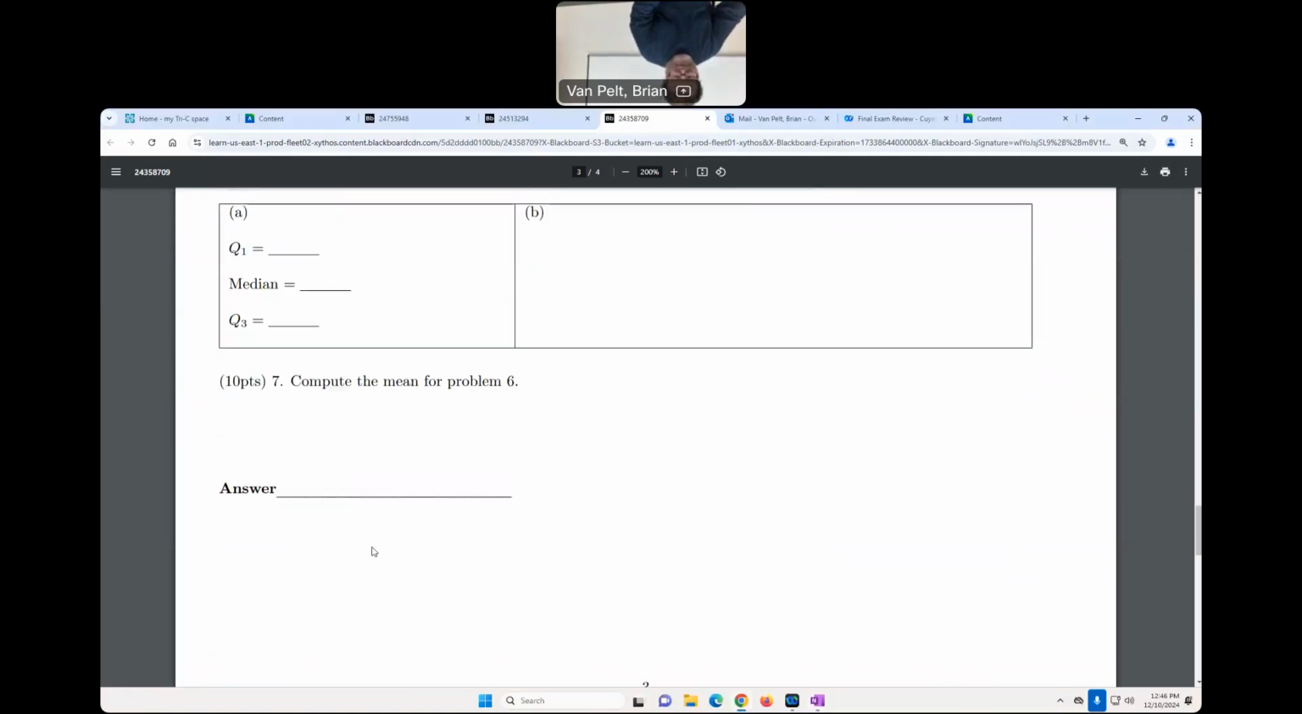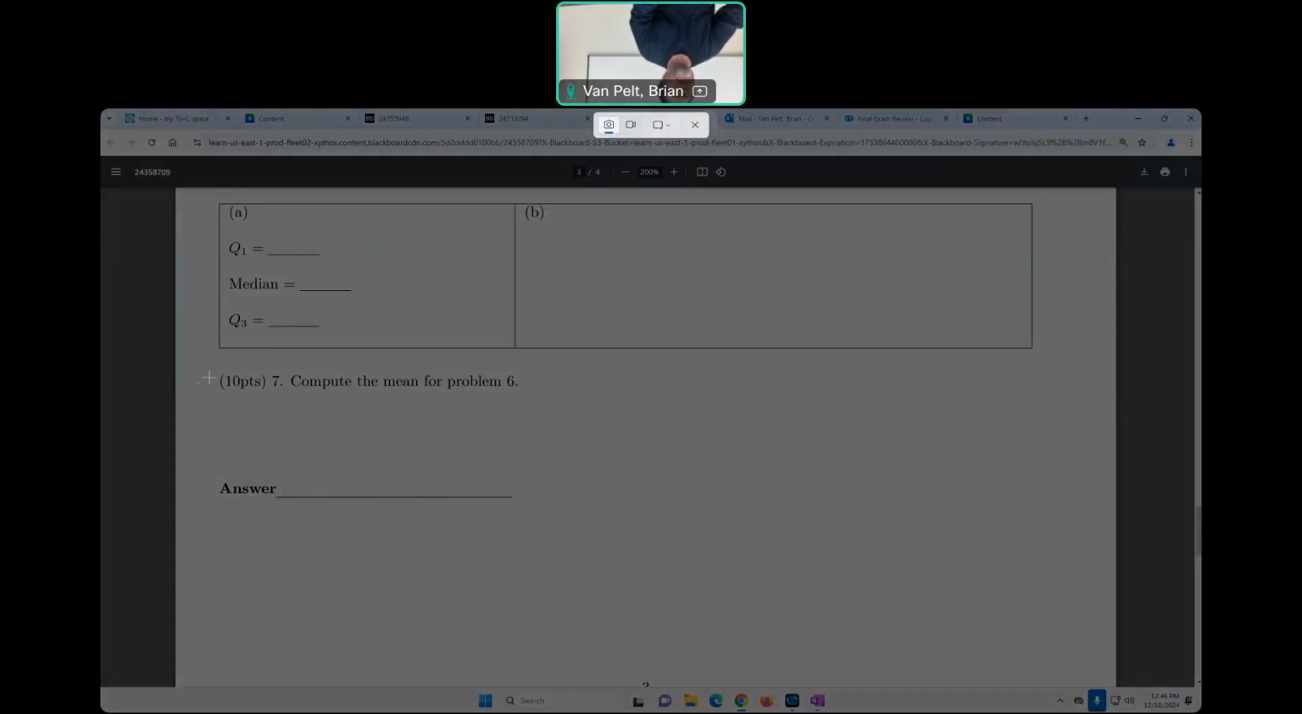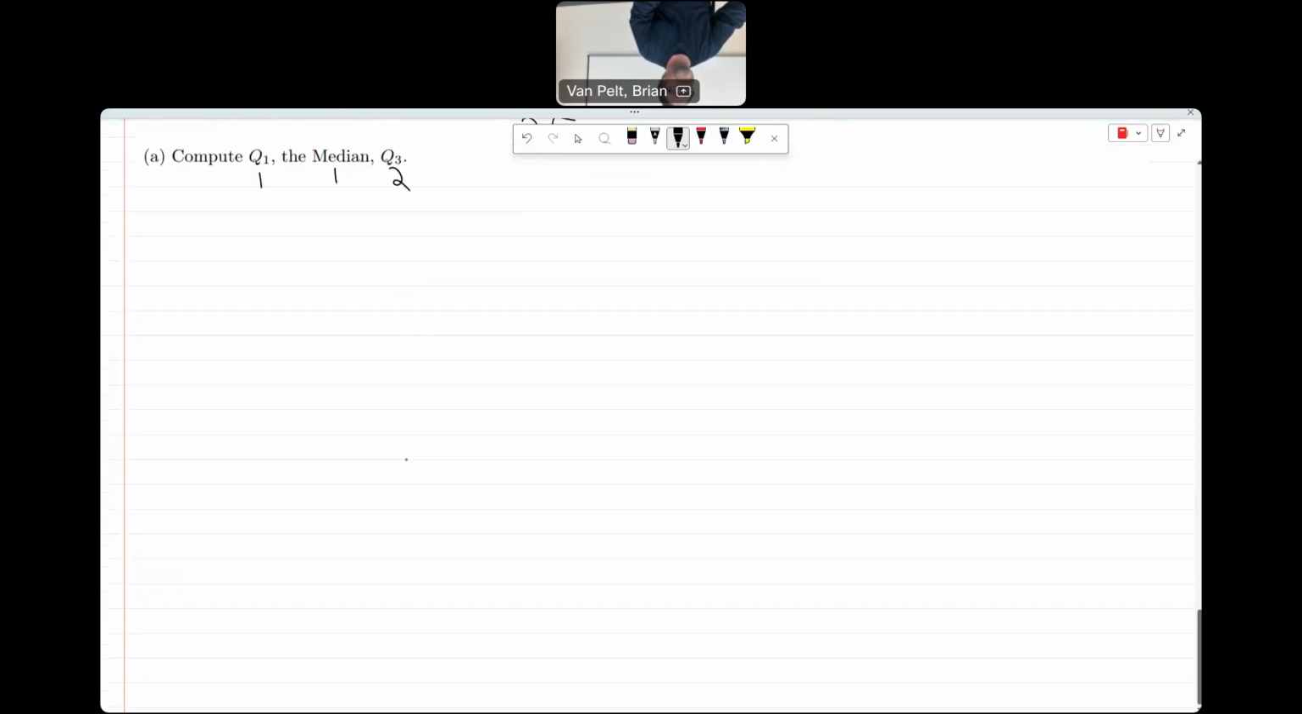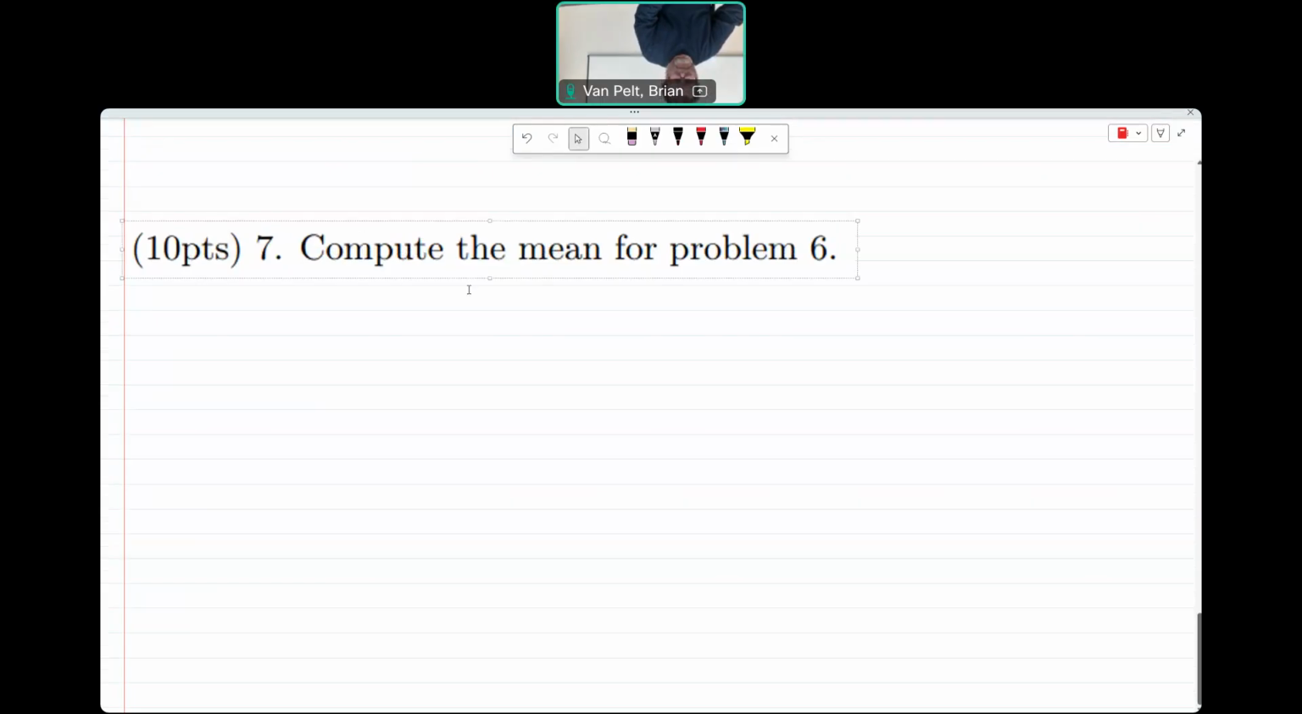Compute the mean for that exact same one. All right, well, let me pull this up. Compute the mean. Let me bring the data back up so we can work with it.